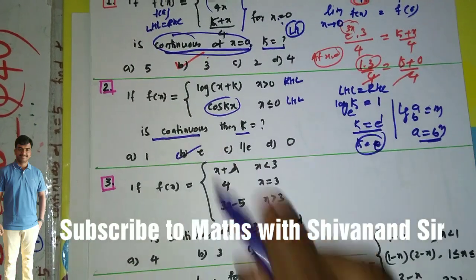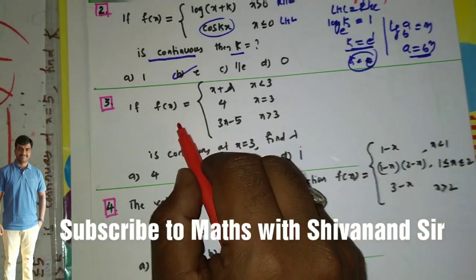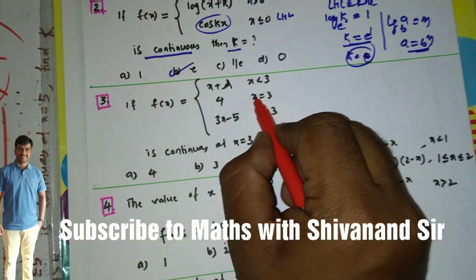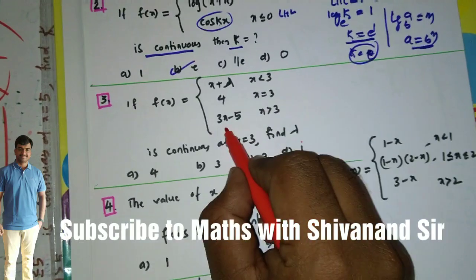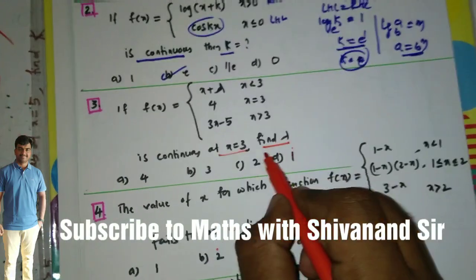Hence option number B is correct here. Okay. Now see the next question here. If f of x equals x plus lambda for x less than 3, 4 if x equals 3, 3x minus 5 for x greater than 3, he's asking: f is continuous at x equal to 3, find the value of what here?